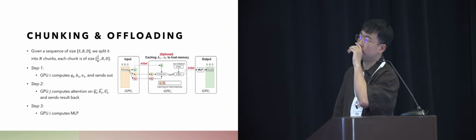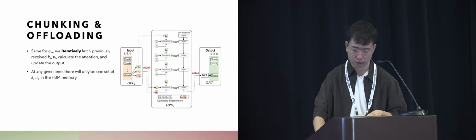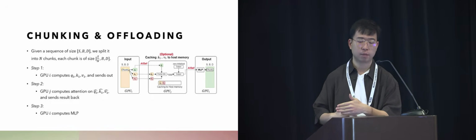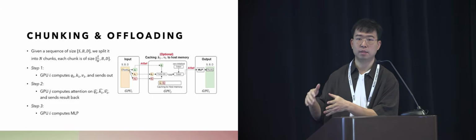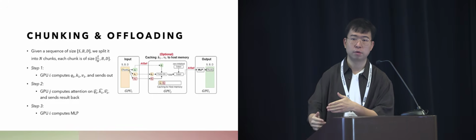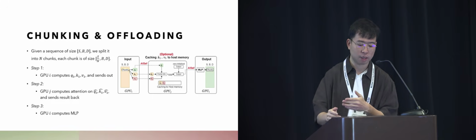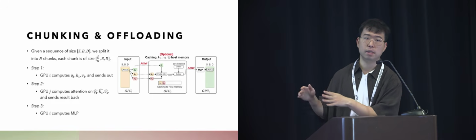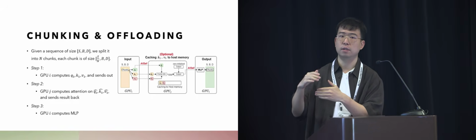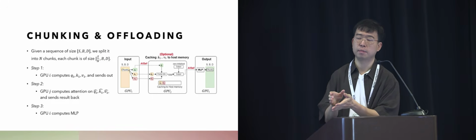The first two designs I just want to put together: chunking and offloading. What we're showing here is the input of the transformer block. For example, the size is S by B by D, where S is the sequence length, B is the batch size, and D is the hidden dimension. What we do here is slice the input into multiple chunks. Each chunk is of size S over N by B by D. By controlling how large N is, we can control the size of the chunk, so we can control how many tokens are on your HBM memory.